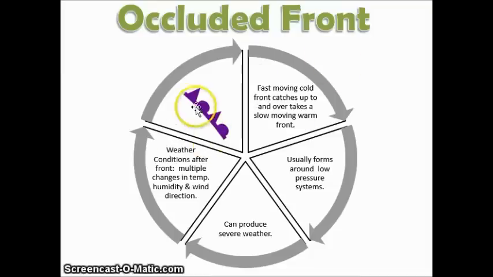So with an occluded front, again, here's our symbol, triangles and circles on the same side. A fast-moving cold front catches up and overtakes a slow-moving warm front. It usually forms around low-pressure systems and can produce severe weather. Weather conditions after the front: multiple changes in temperature and humidity and wind direction, and that is why you get the severe weather.